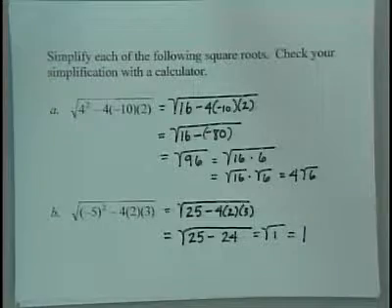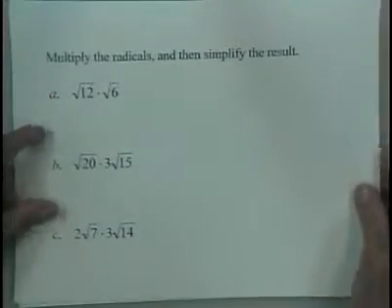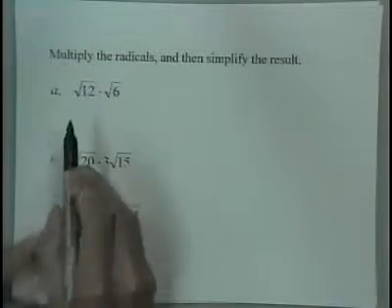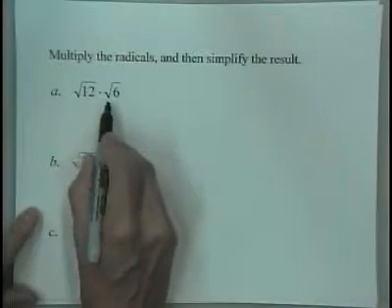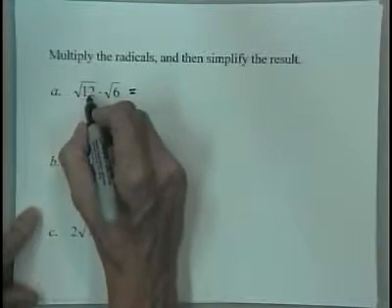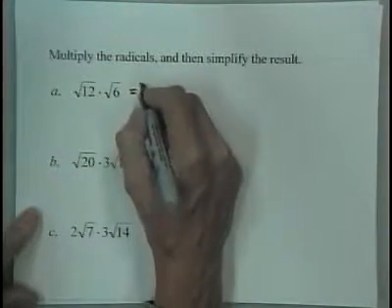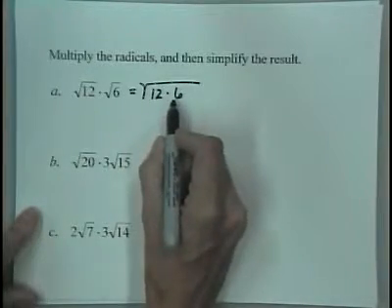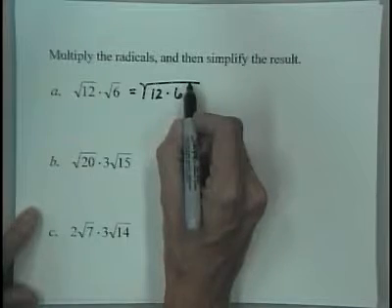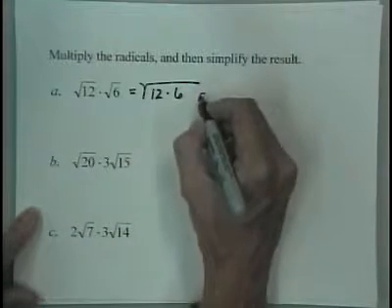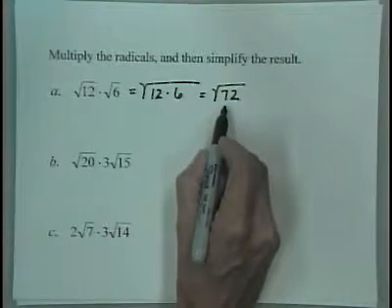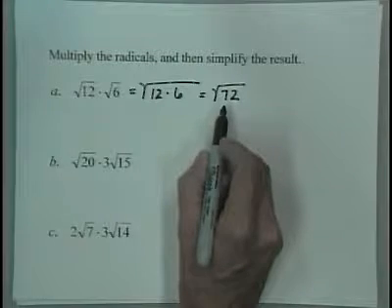Let's move on and talk about multiplying radicals. Here's some problems we want to try. We want to multiply each pair of radicals and simplify our result. Multiplying the square root of 12 times the square root of 6, what I do is multiply, as long as these are real, the radicands, which are the things inside the radicals, and put that product inside a single square root. So I want to find the square root of 12 times 6. 12 times 6 is 72, so my problem is to simplify the square root of 72.